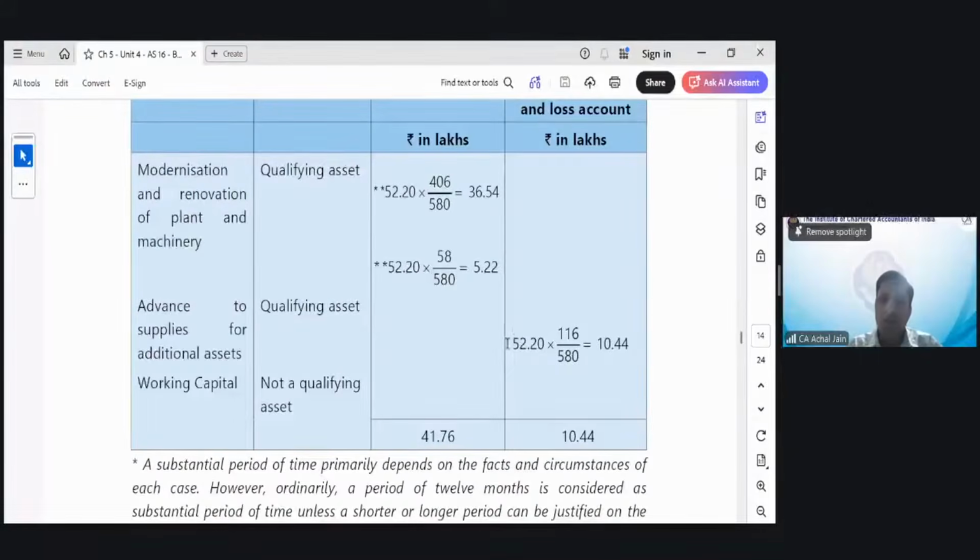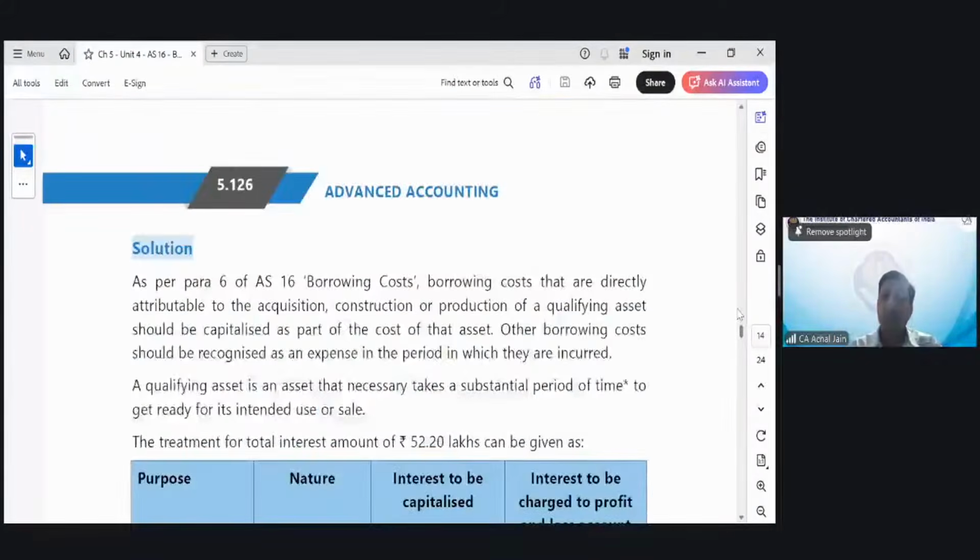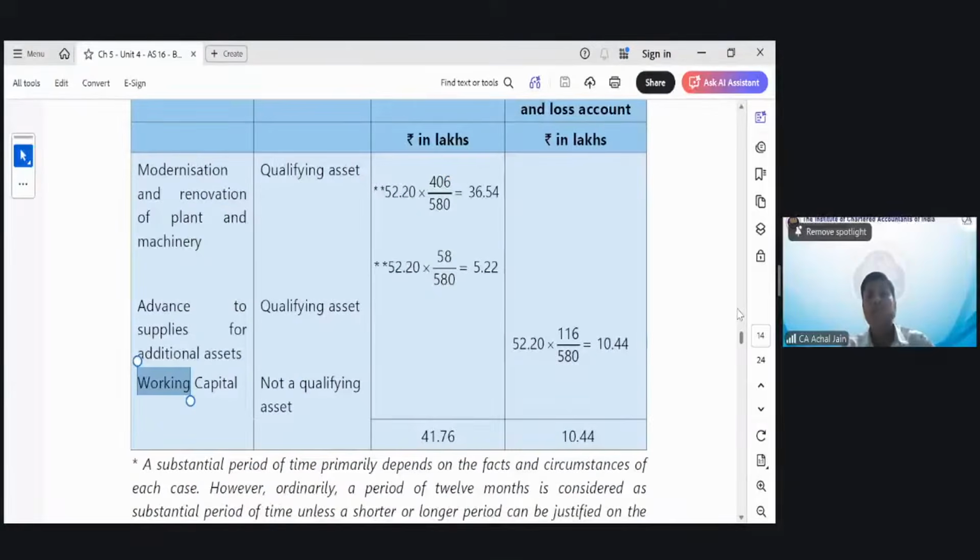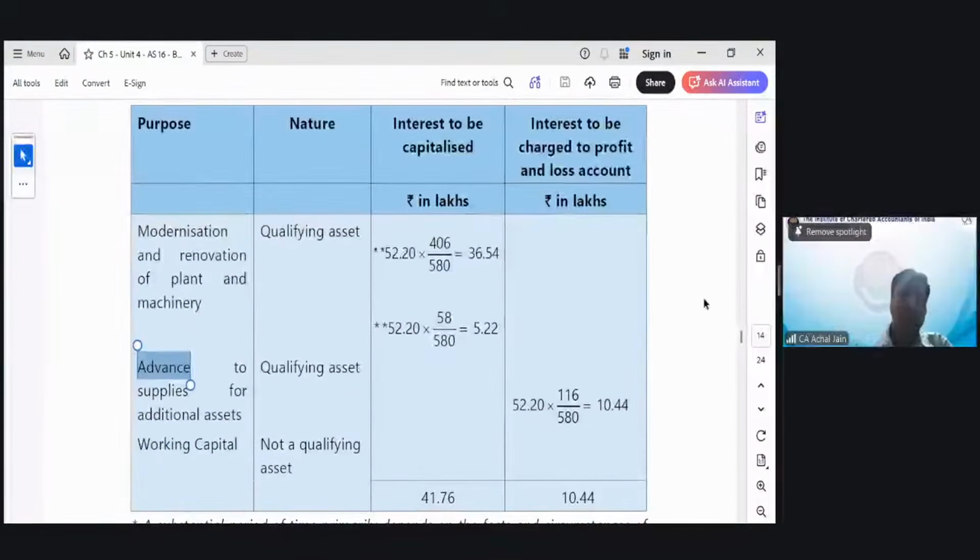So this is the total interest. Now the proportionate amount for working capital will be what? This is the proportionate amount for working capital, 10.44 lakhs. So that means out of this total, 10.44 belongs to non-qualifying asset, which will go to P&L. The remaining amount has to be capitalized.